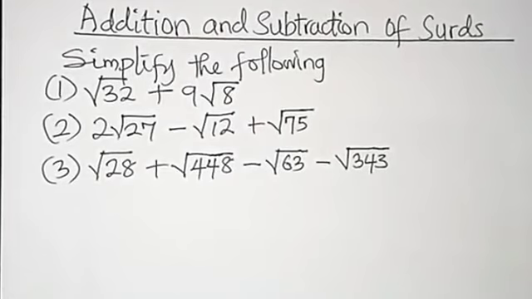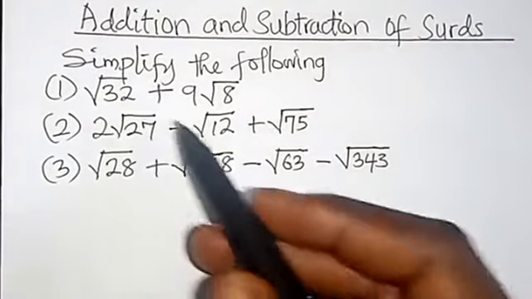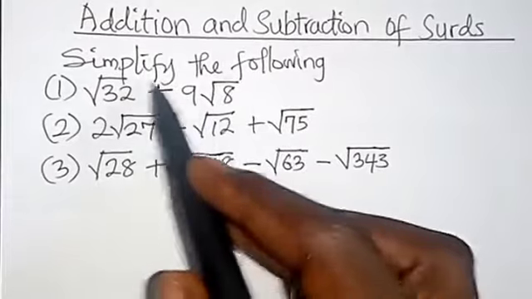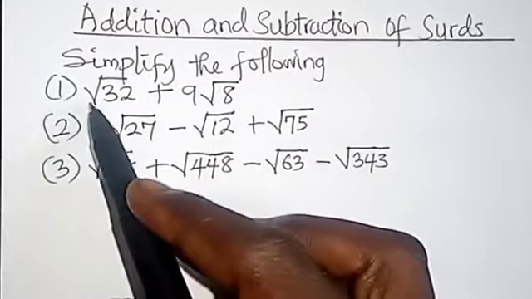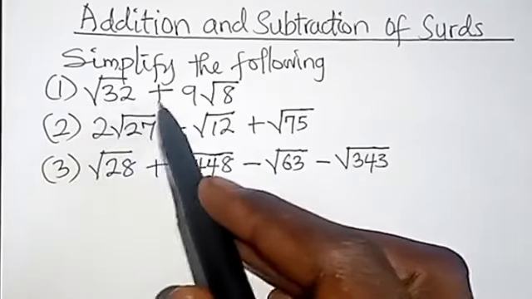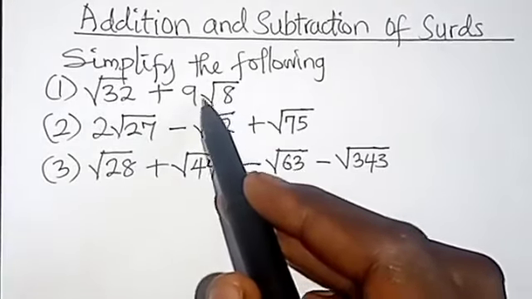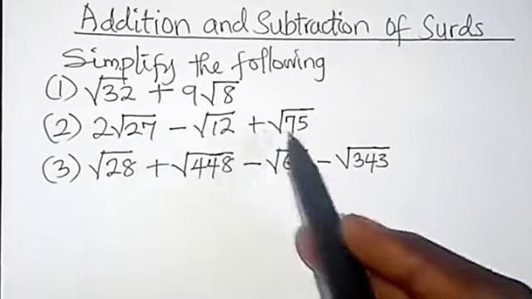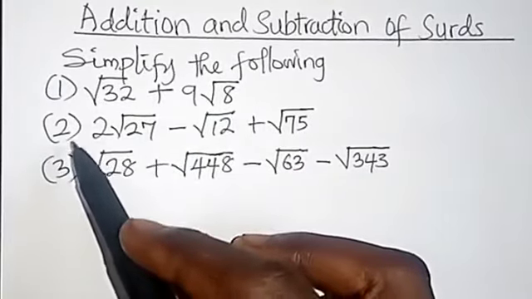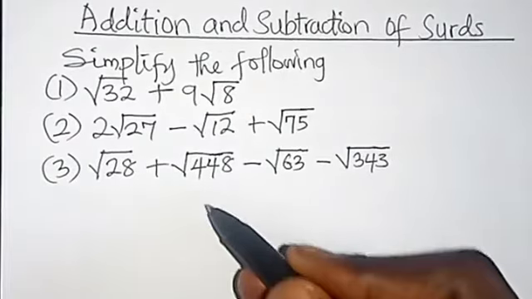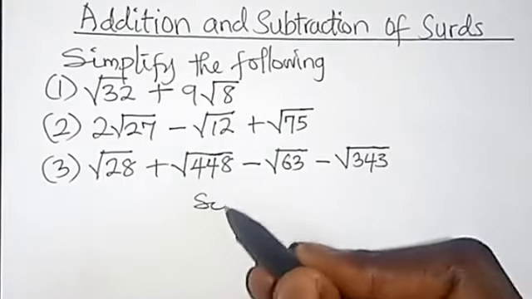Today we are going to continue with addition and subtraction of surds from where we stopped. Here we have a problem to solve. Simplify the following. We have 1: root 32 plus 9 root 8. Then we have another one, 2 and 3. So let's begin to solve this. Solution.